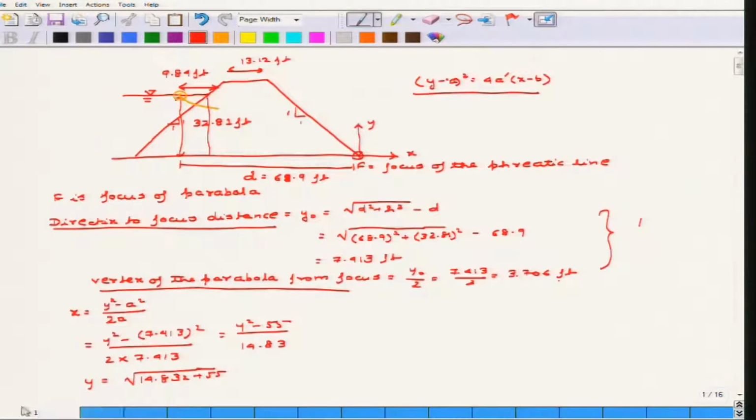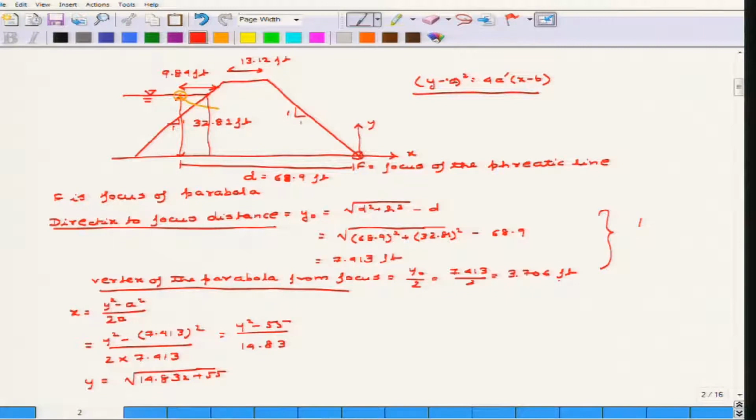Now, let me repeat this entire part. The first thing that you are going to do is find out the focus of the parabola. You know what is the focus of the parabola. The focus of the parabola is at the base of the dam. So, first you are going to find out the distance of the directrix from the focus, and that you are going to find out with the simple relation square root of d square plus h square minus d. Now, d is basically the distance where you find out the point 3 delta for the phreatic line, or you can say the point in the water where the phreatic line starts. From there to the end point of the embankment is the distance d.